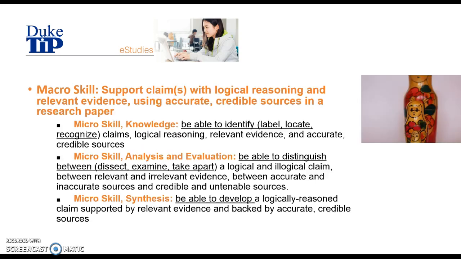Or if you're in an English class or any class where you're asking students to craft an argument with logical reasoning, relevant evidence, accurate, credible sources, here are just some micro skills that would be needed. And notice that I've labeled them by the Bloom's taxonomy hierarchy, just for your edification and also understanding of how that all fits together. So you might want to pause the presentation and just take a moment to consume this as well, or the prior slide if you're in a STEM class.